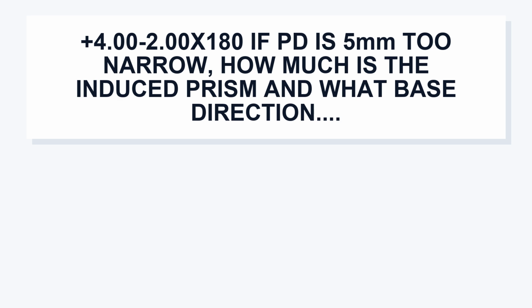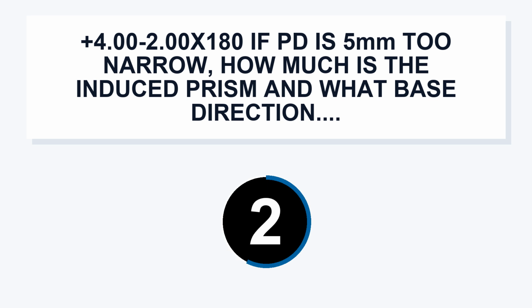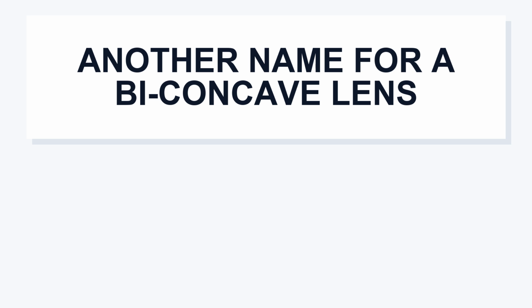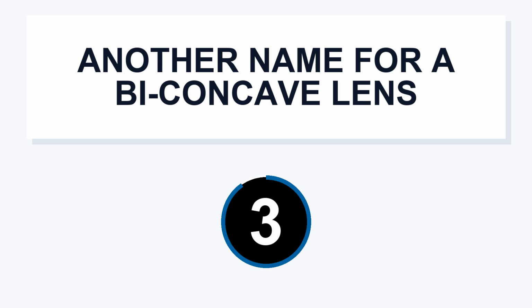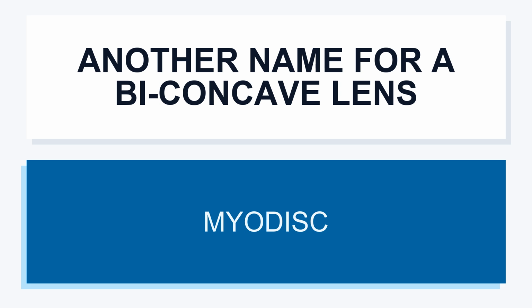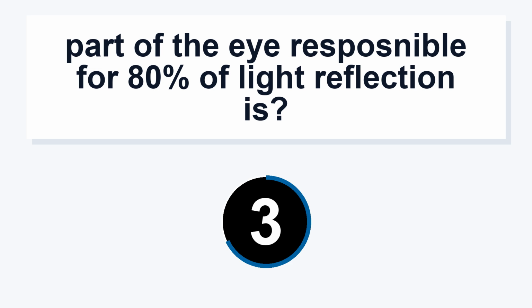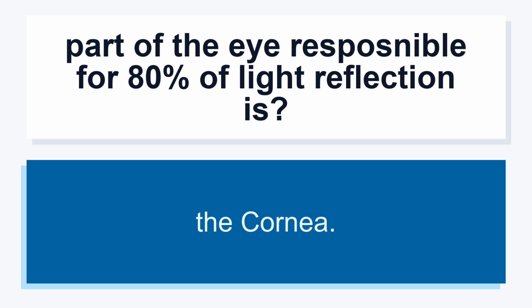Plus 4.00 -2.00 x 180. If PD is 5 mm too narrow, how much is the induced prism and what base direction? 2 prism diopters base in. Another name for a biconcave lens: myodisc. Part of the eye responsible for 80% of light reflection is the cornea.